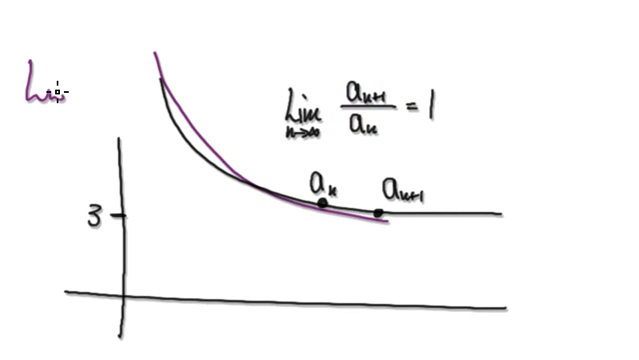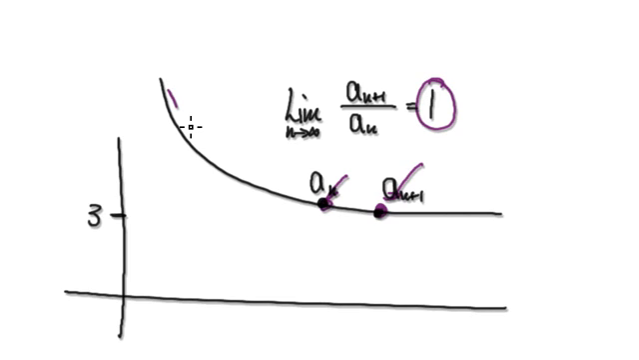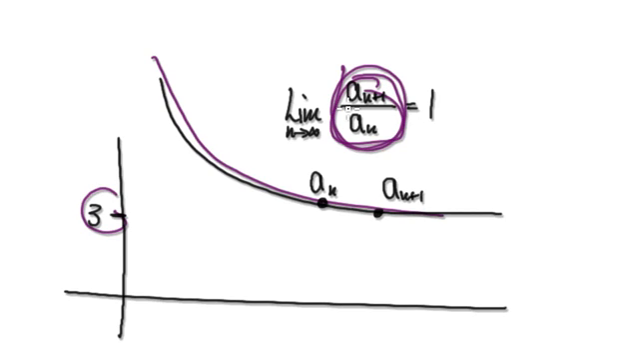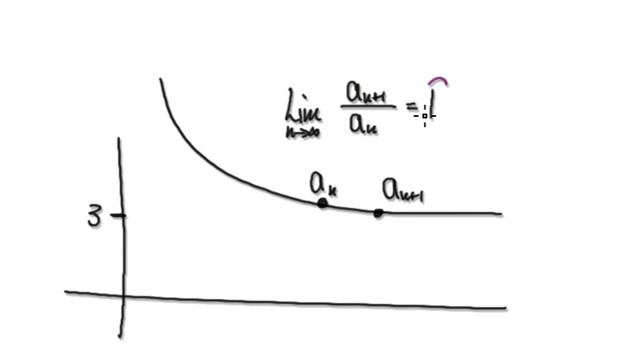If you look at this here, the limit of an will be 3. But when you look at an plus 1 divided by an, the next term divided by your current term, if it's around 1, then you know it's going to flatten out. All this is telling you is that it's flattening out. The limit of this ratio is not 3. The limit of this ratio is 1. By being equal to 1, it's just telling you that the graph is flattening out.